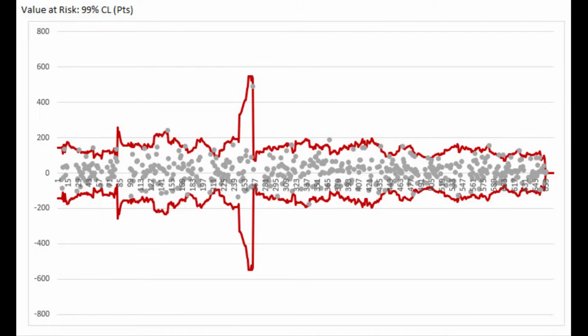Now, if I see more than that, the model's probably not working. I've got to do some rejigs and retesting, but as you can see from here, most of the P&L falls nicely within those bands, so I'm confident that the model idea is going to work.